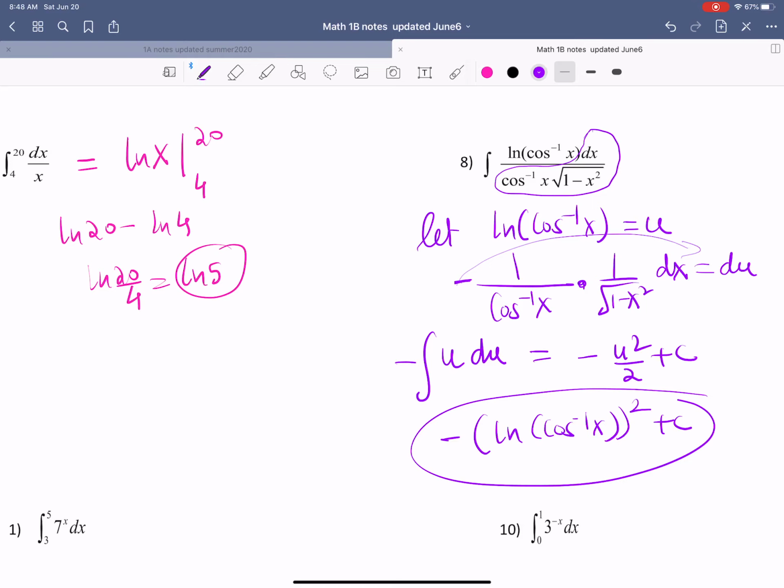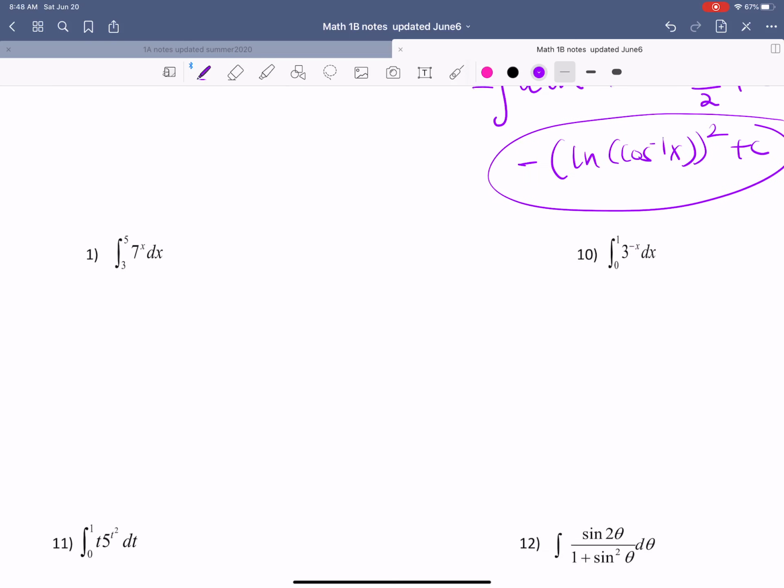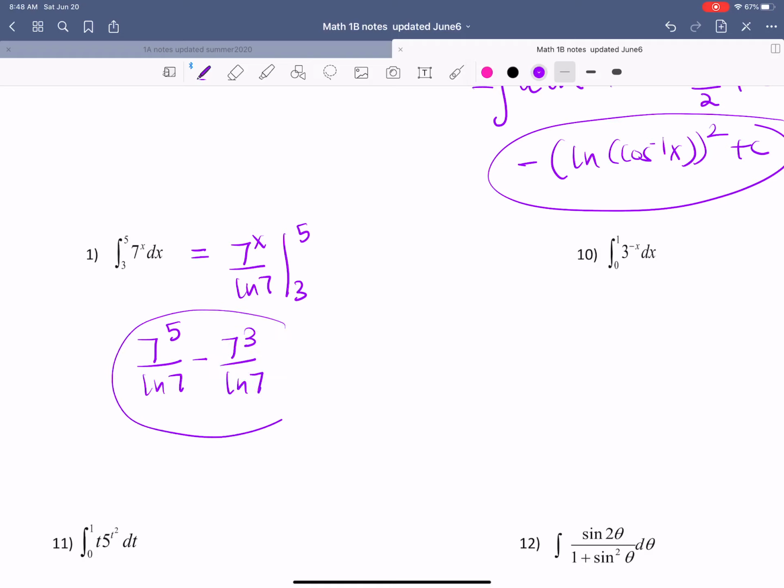Okay, next example. The integral of 7 to the power x dx from 3 to 5. The integral of 7 to the power x is 7 to the power x over natural log of 7, going from 3 to 5 for the bounds. So 7 to the 5th power over natural log of 7 minus 7 to the 3rd power over natural log of 7. I'm not going to simplify; use a calculator here to simplify.